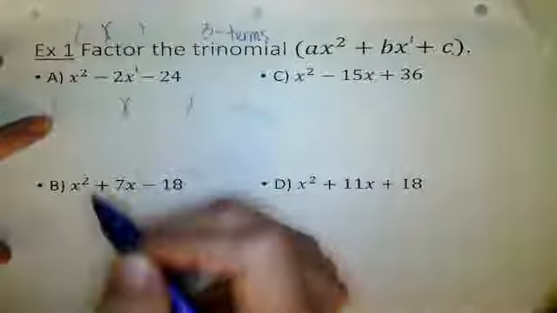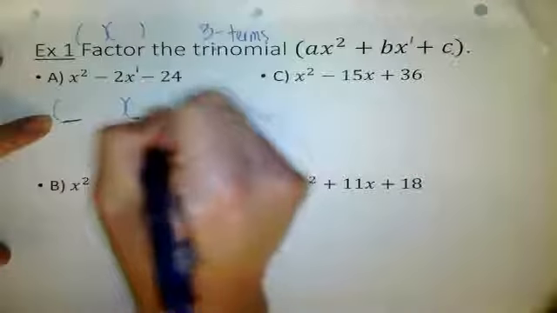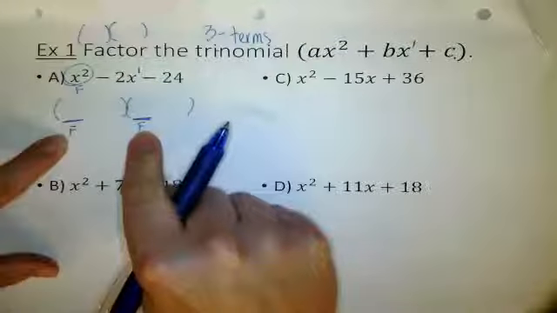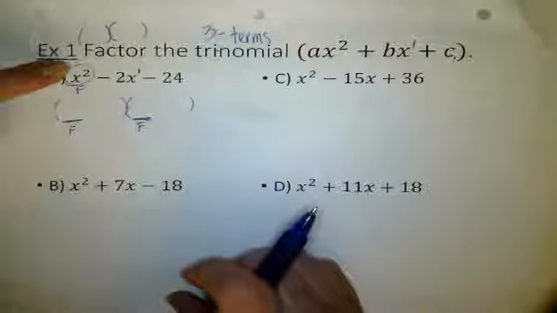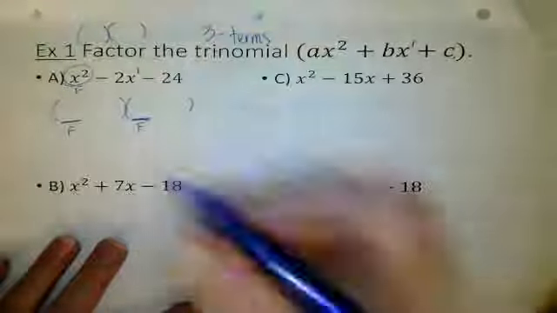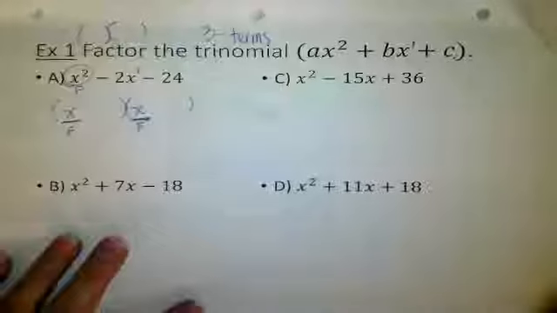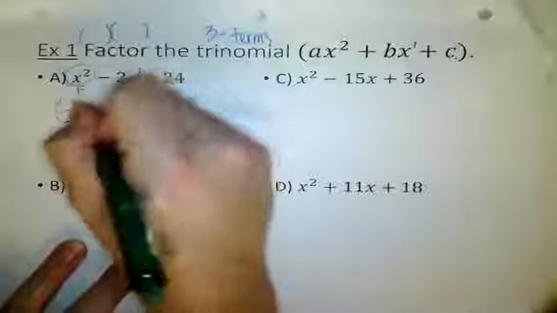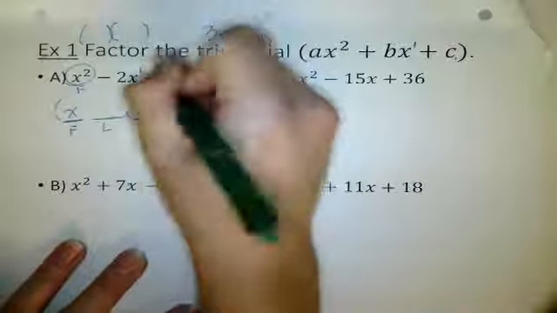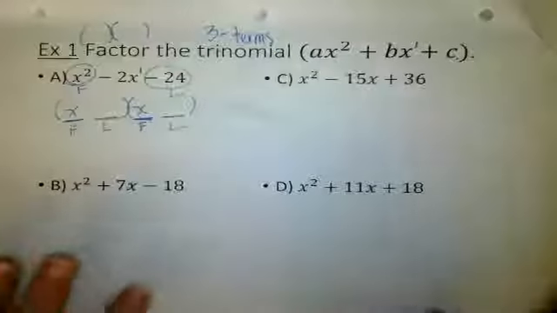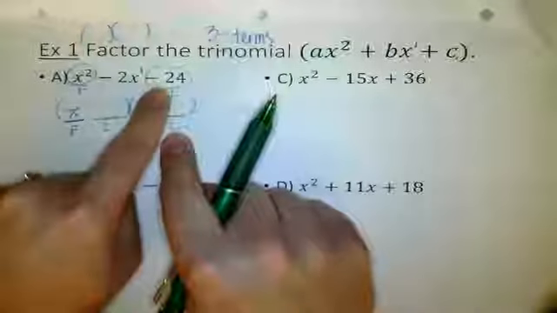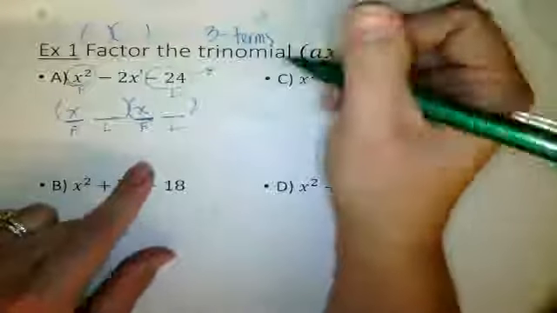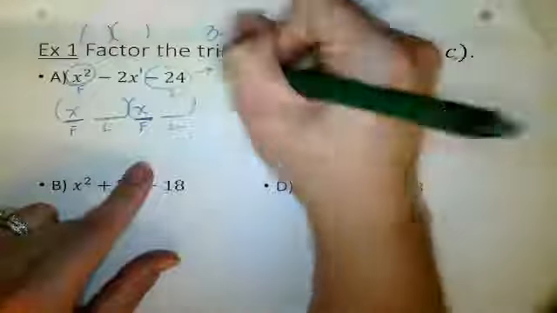And what we understand from foiling is that the first times the first is going to give us the first term. What times what is x squared? Yeah, x times x gives you x squared all day and night. Then the last term times the last gives you the last term of your trinomial. Last times last gives you negative 24. So we want to know what times what gives us negative 24. What are the factors of negative 24?